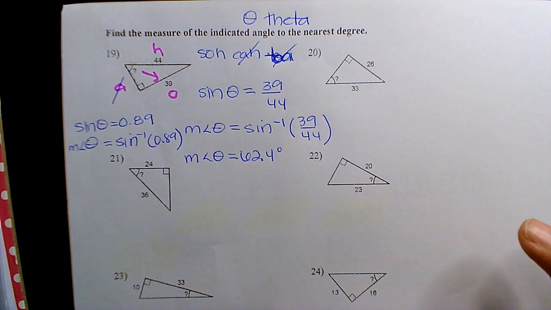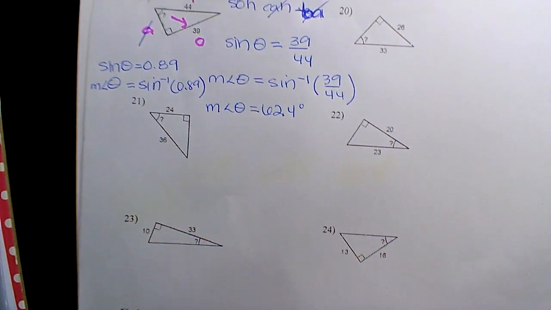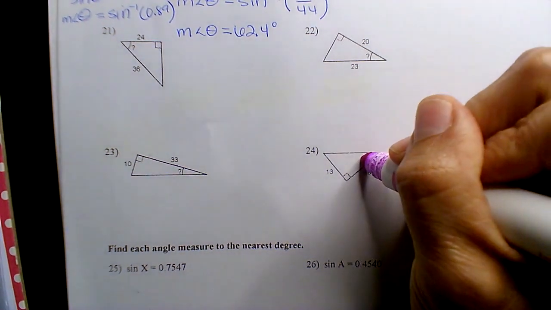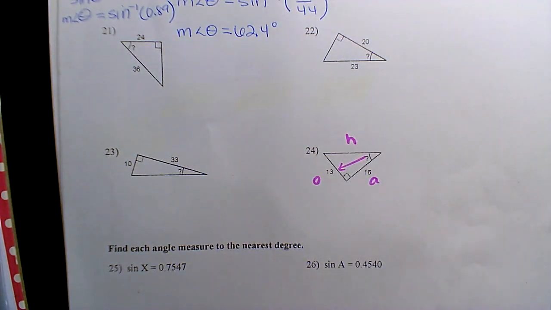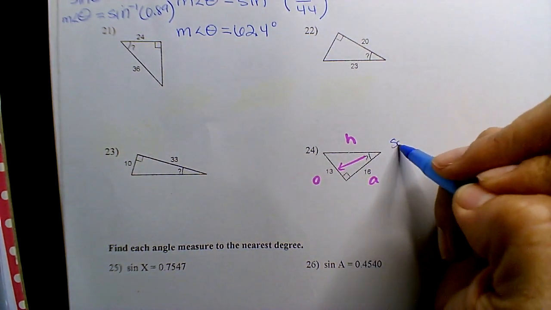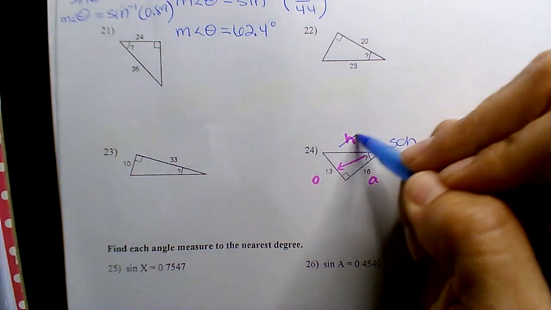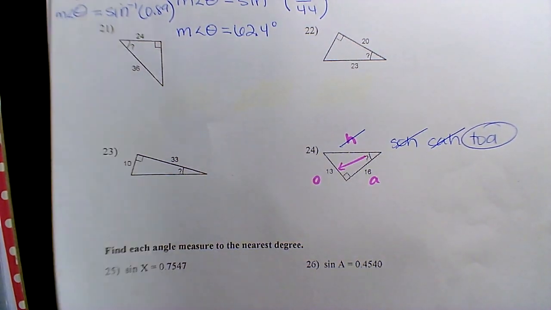Let's see, that's cosine, that's sine, that's cosine. Okay, so let's do 24. Let's just keep it going. It's fast. Okay, so if I look at 24, this is O-A-H. Which letter is blank? H. Yeah. TOA. So H is blank, so sine and cosine are out, tangent's the winner, right?